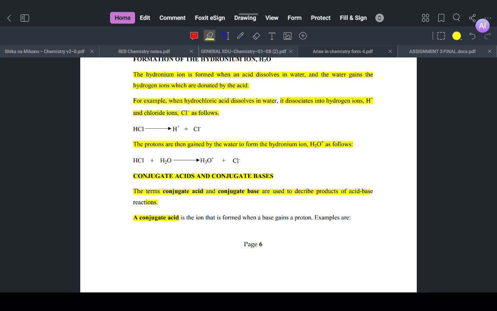So what is a conjugate acid, therefore? A conjugate acid is simply an ion that is formed when a base gains a proton. When a base gains a proton, the ion which is formed is called a conjugate acid. I'll give you an example. Suppose that an acid such as HCl reacts with a base such as ammonia, NH3.